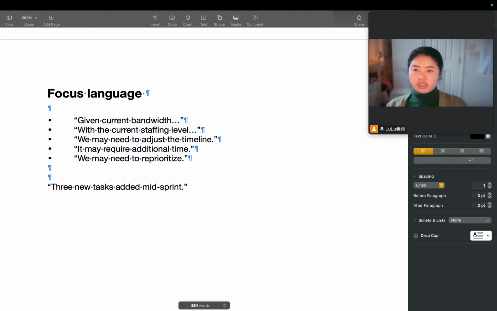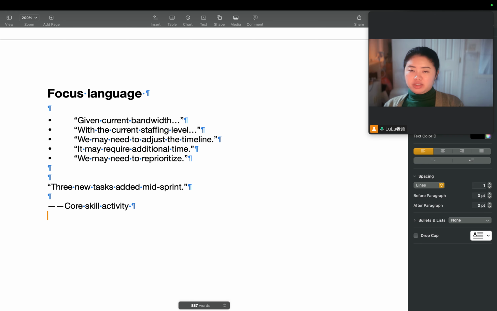Good. If you said a combination between the first one and the last one, I would say it's excellent. Given the current bandwidth, we may need to reprioritize. Excellent. Now we are going to jump into our core skill activity.